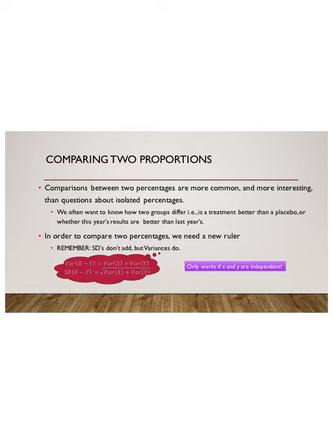In order to compare the two percentages, we need a ruler. Remember from last semester, our standard deviations don't add, but we can add the variances. Remember, we find the variance as the standard deviation squared, if you've forgotten. So that's a little side note for you guys. And this only works if our two samples are independent of each other.